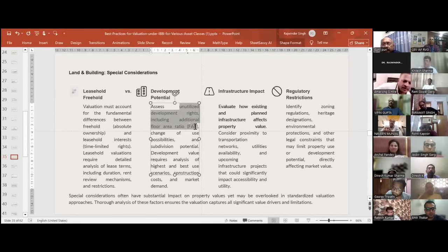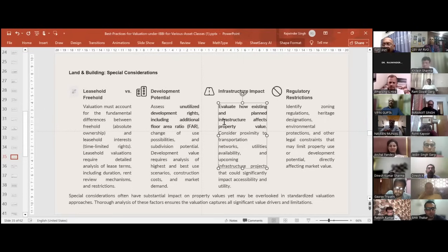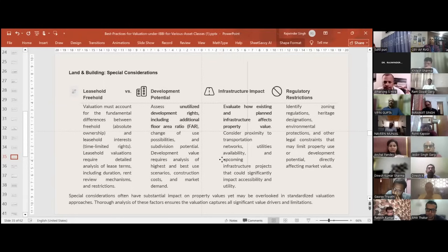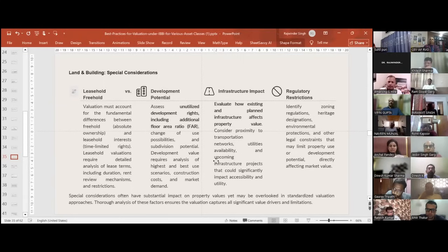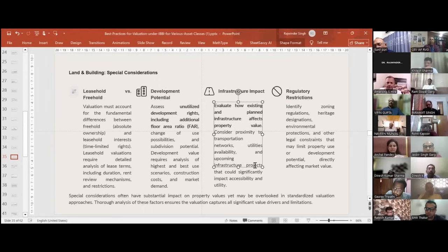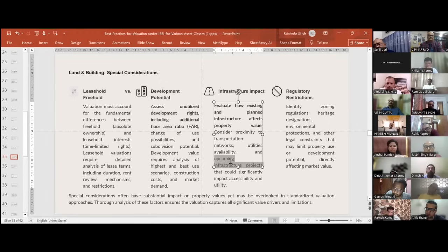Unutilized development right, including additional FAR. And second thing we have been ignoring is how existing and planned infrastructure may affect the property value. So consider proximity to transportation, network, utilities, availability, and most important, which we generally do not consider in our valuation report, is upcoming infrastructure projects that could significantly impact the accessibility and utility of the structure.